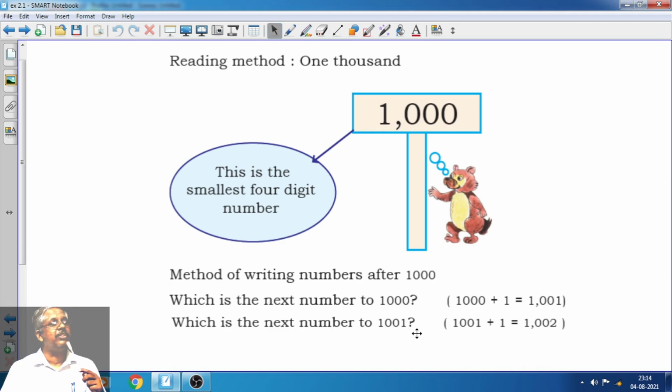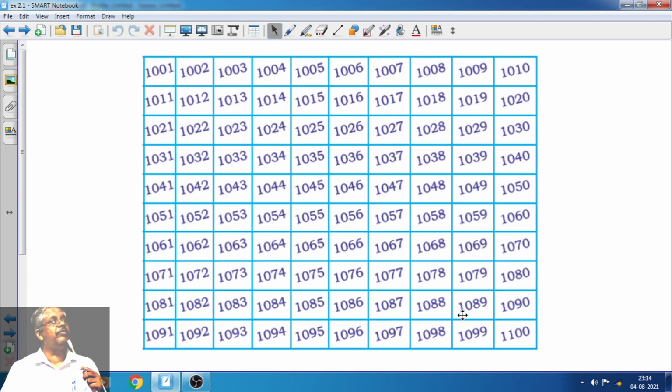And after 1001 we can add 1, and we can say that as 1002. Then further, look at the chart here. Let us start from the left hand side. This is 1001, 1002, 1003, 1004, so on up to 1010, and so forth up to 1090. Now, and down you see 1100.